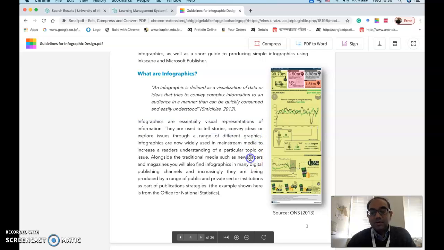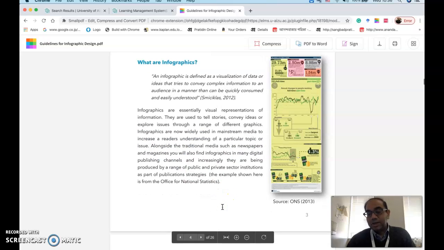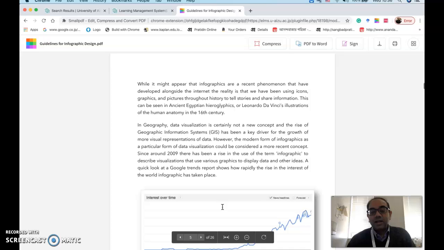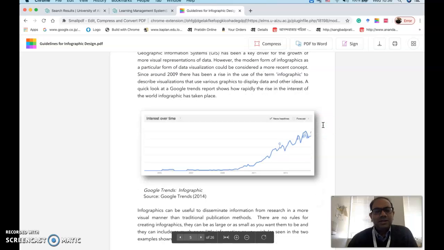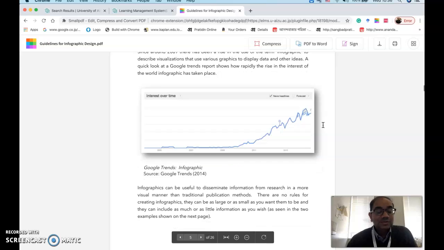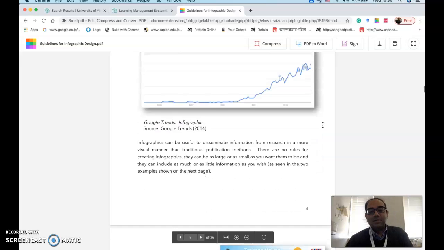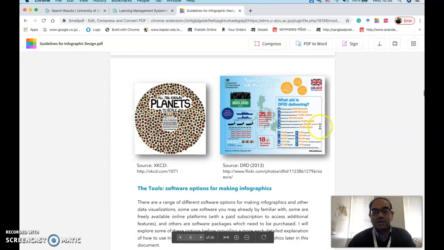Infographics are now widely used in mainstream media to increase a reader's understanding of a particular topic or issue. So read through this. This is a very informative file. It's widely used in geography for data visualization, in medicine, in economics, in many fields. Actually, in all the fields it's used. So you see some of the examples of good infographics. These are Typhoon Haiyan, UK response. So this is what aid is delivering.